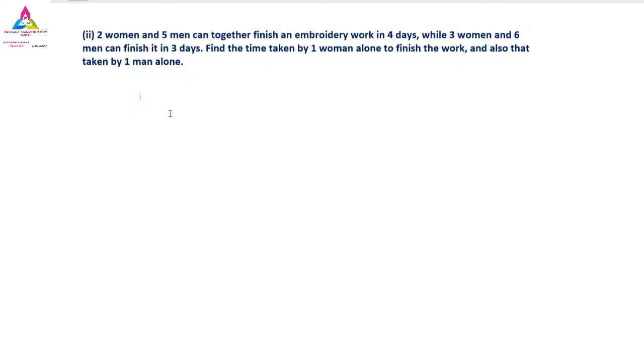So what is that thing we have to do here? Here you can see the question is not direct. They have said two women and five men together can finish an embroidery work in 4 days. So I am writing rough work for you. Just you don't write this, just concentrate here. There are two women and five men. Together they can finish one work, that embroidery work, in how many days? 4 days. This is the most important thing, you have to note it down.